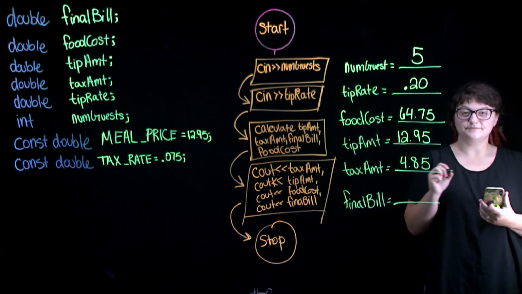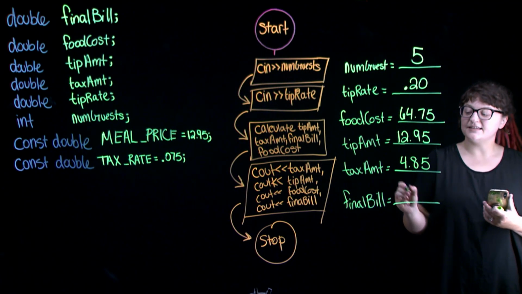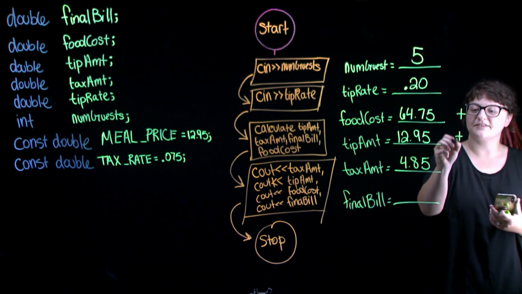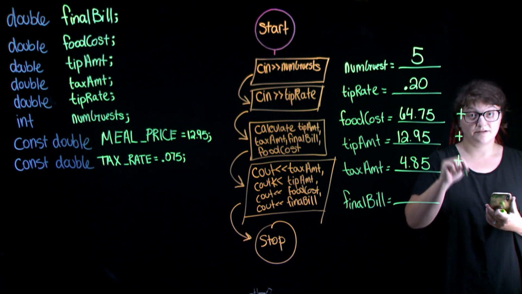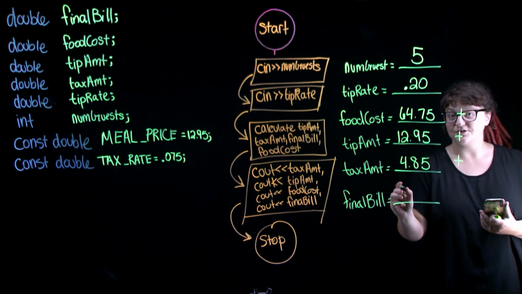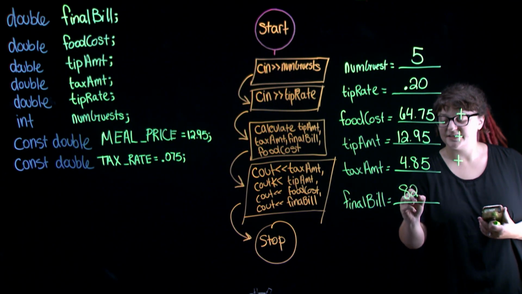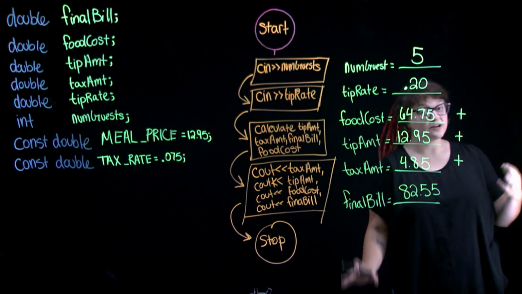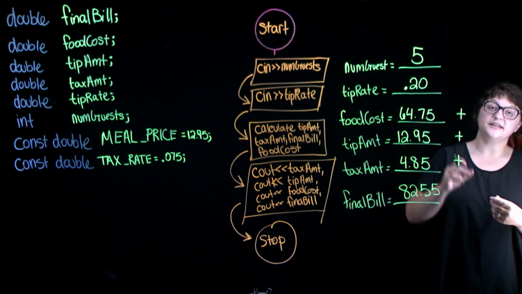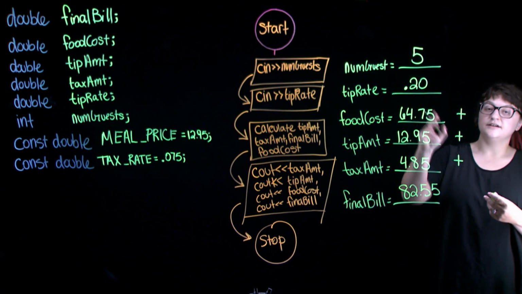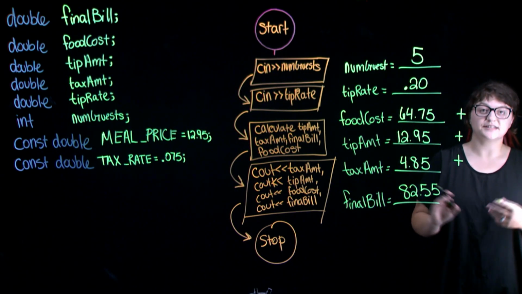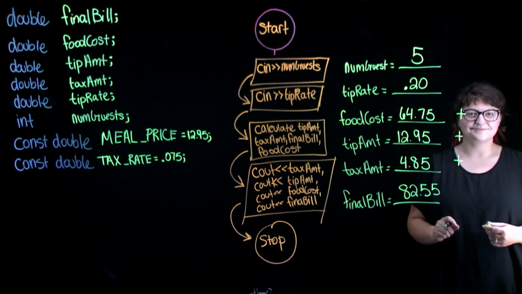Okay, excellent. And then last but not least, if we add all these up together, like from our box model, right, we get our total, and that's going to give us $82.55. So when we run our program and we put in 0.5, our tip rate, we should get these numbers as the result on our receipt.